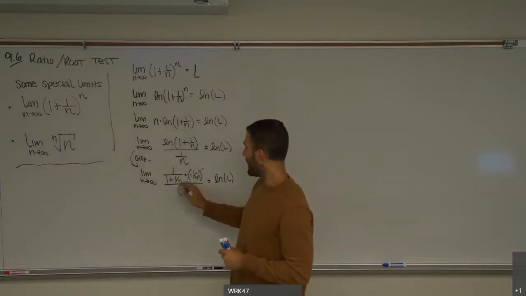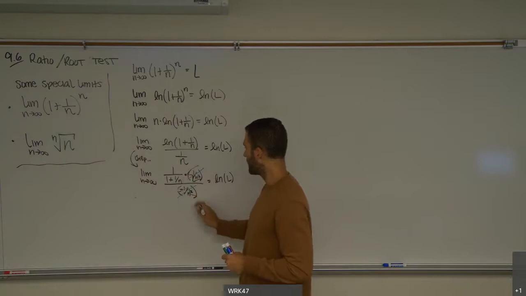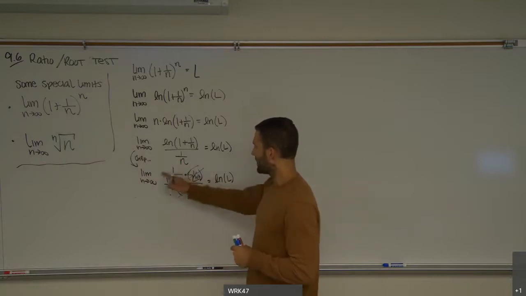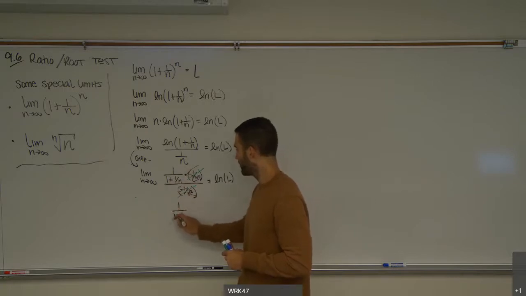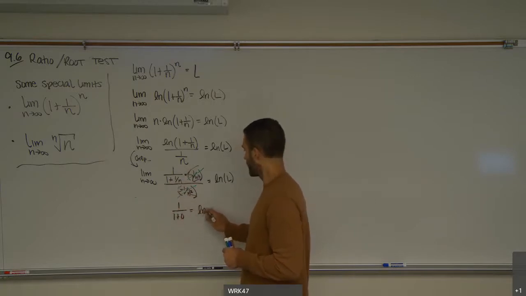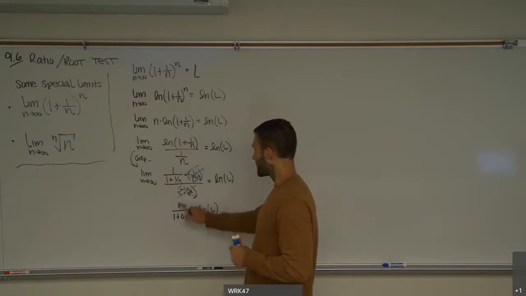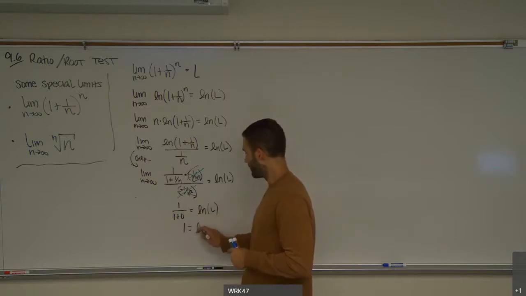Now that these are out of the way, now I can take this limit, right? These are gone. They've been canceled. When I take the limit as n goes to infinity, now I get 1 over 1 plus 0. So it looks like my answer on this side is 1.